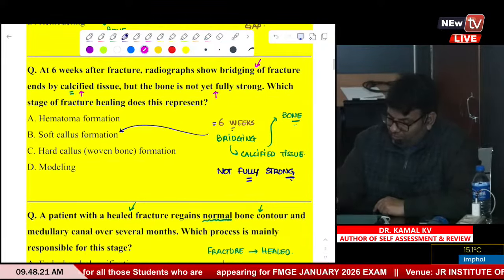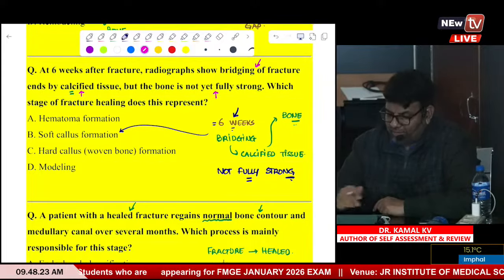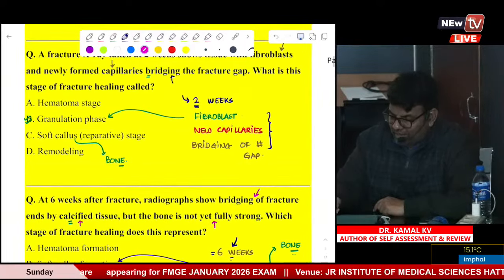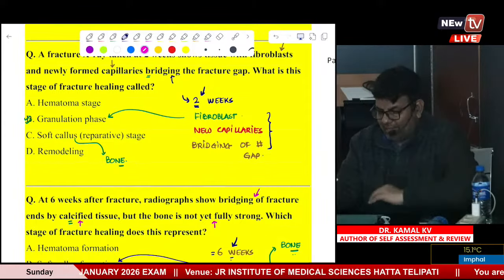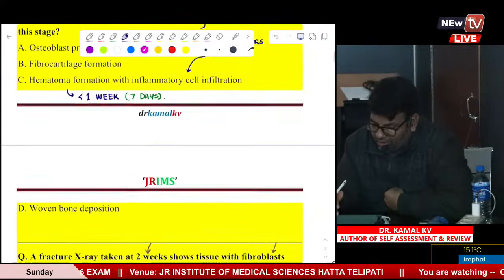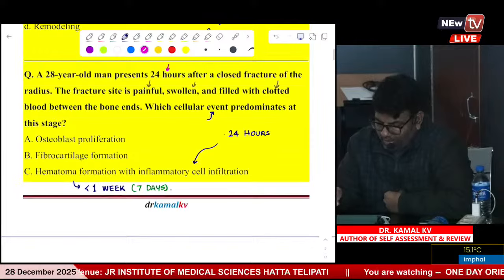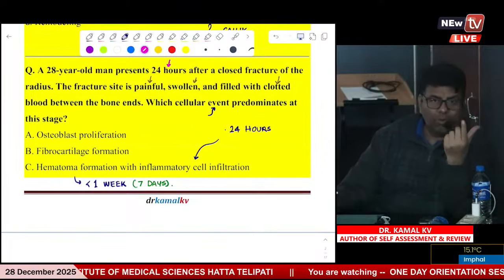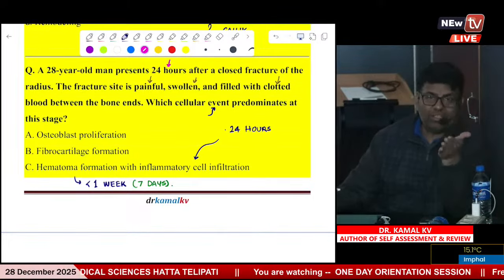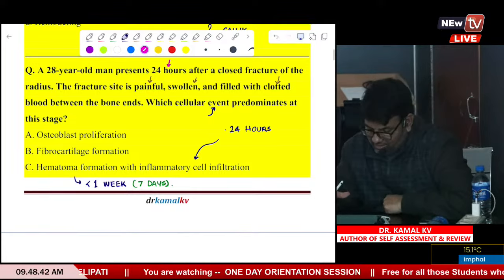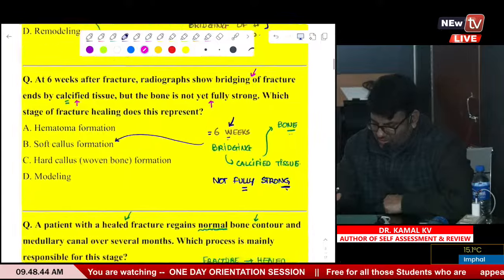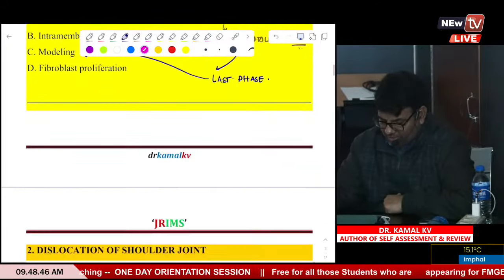So the very first important thing is to note the time period. What time period is given? And remember the concept 1, 2, 3, 1, 2, 3 like that. And then you can never be wrong in your answer. The moment there is any mention of bone, calcified tissue, obviously we are discussing something beyond the stage of callus. Okay? So this is how you need to solve this kind of question.